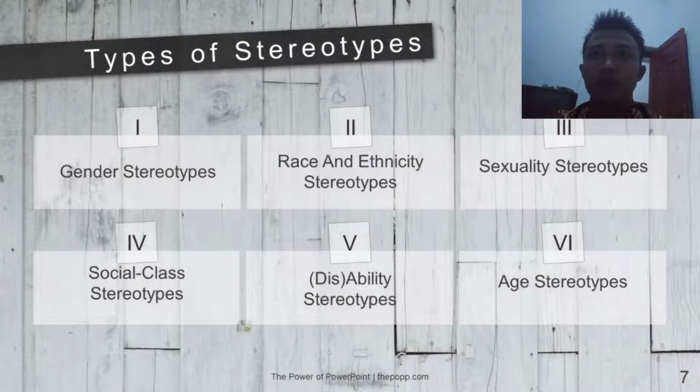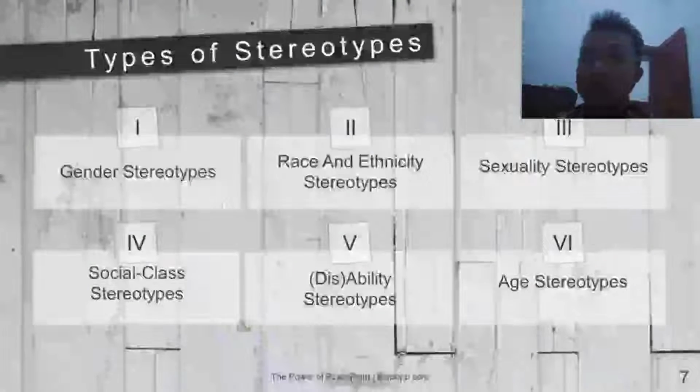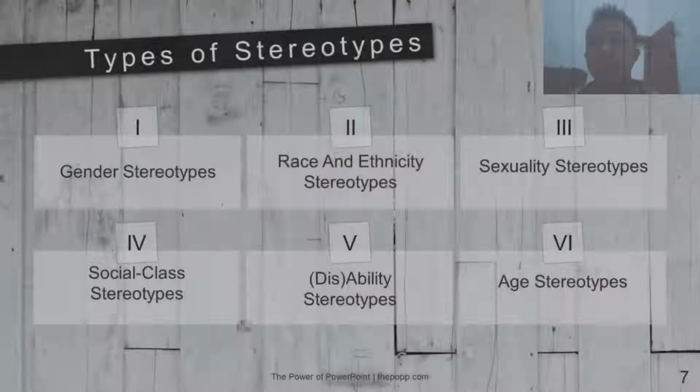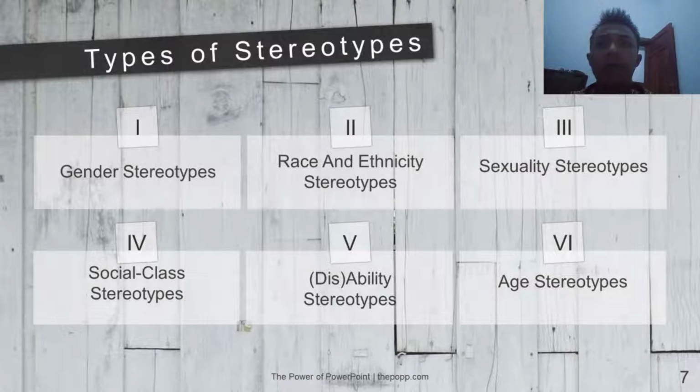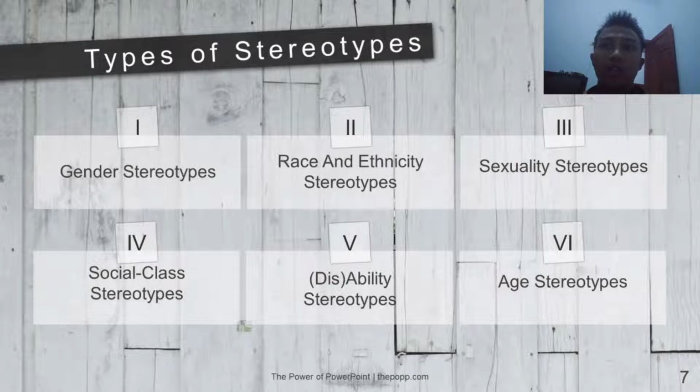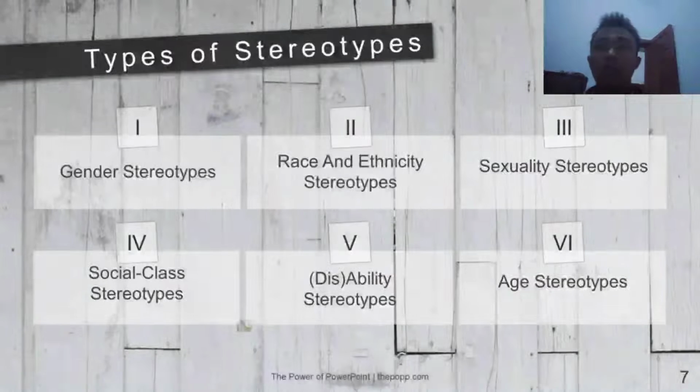Okay, and then there are types of stereotypes. Common types of stereotype include gender, race, sexual, social class, disability, age, nationality, political, and religious stereotype. And the first, gender stereotype. A gender stereotype is an oversimplified perception of someone based on their gender or sexuality. This involves making assumptions about what a man or woman can and cannot do, or should and shouldn't do.